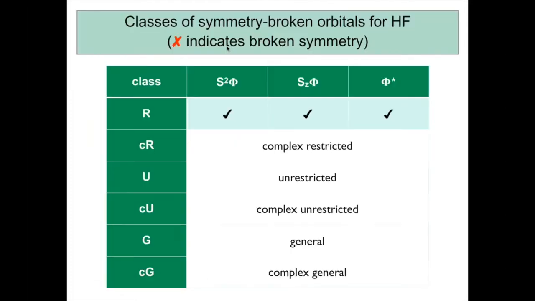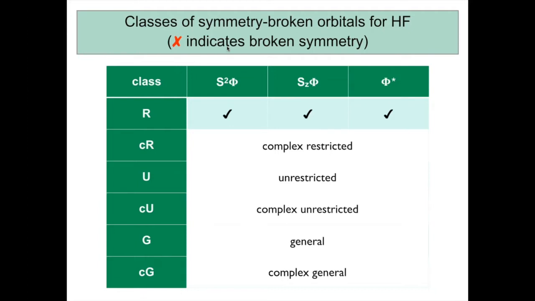So when we do Hartree-Fock calculations, often if the molecule is closed shell, we just assume that we do restricted Hartree-Fock, which is the top row here, labeled R for restricted. If you do restricted Hartree-Fock, then you get one determinant, and that determinant is an eigenfunction of total spin, the projection of spin onto the z-axis, and it also has complex conjugation or time reversal symmetry. In other words, the wave function can be made real without any loss of generality.